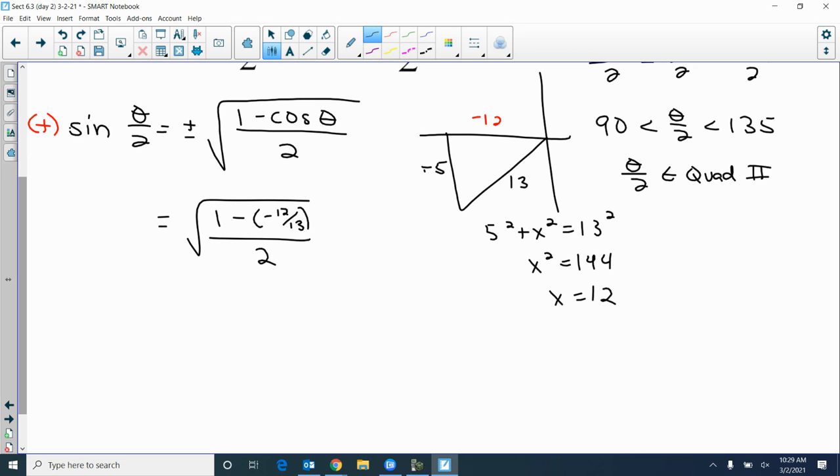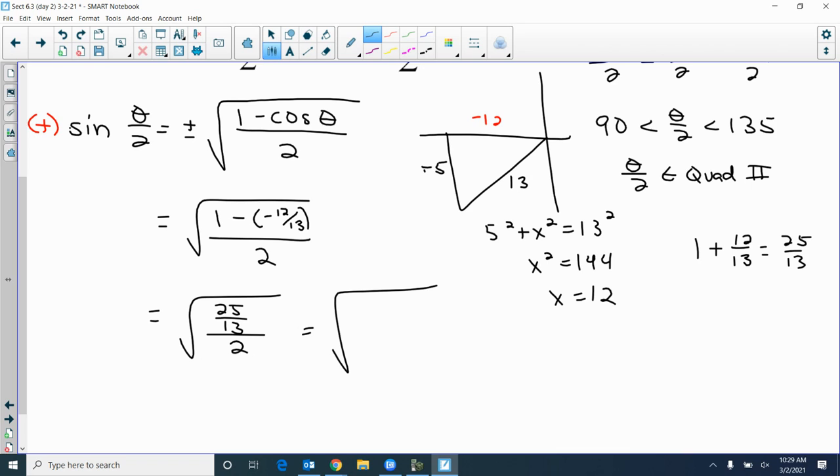What is 1 minus negative 12 over 13, which becomes 1 plus 12 over 13? Okay, so I'm just going to do that over here. 1 plus 12 over 13. Well, that's 13 over 13 plus 12 over 13, so it's going to be 25 over 13. So it equals the square root of 25 over 13 divided by 2.